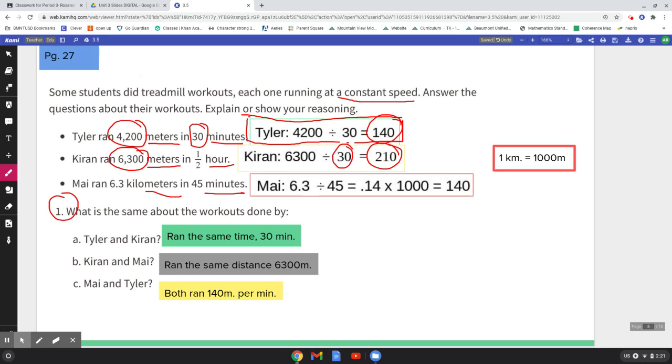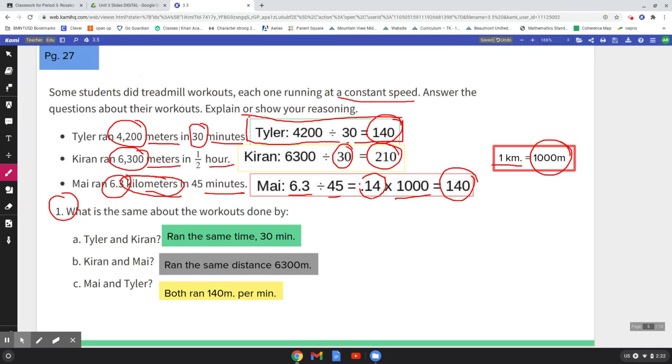And then May, she did 6.3, but remember that she did kilometers. So that's kind of what we just did above. So remember that 1 kilometer is 1,000 meters. Okay, so what you would do is May has 2 steps because she is not in meters. So first what I did is I did 6.3 divided by 45, and I got 0.14. Now I times that by 1,000 because I need it to be in meters. So I times it by 1,000 and I got 140.